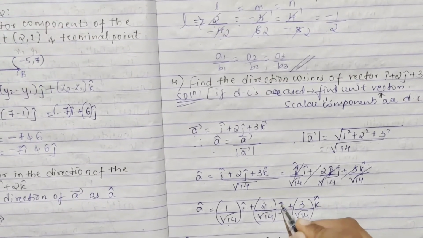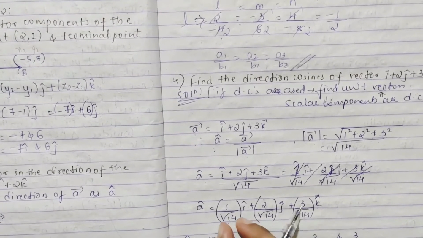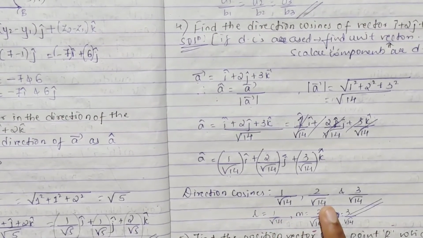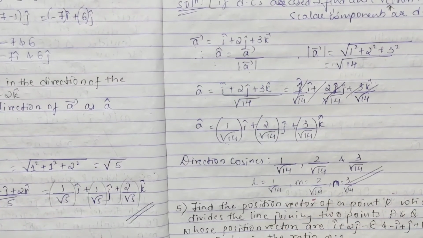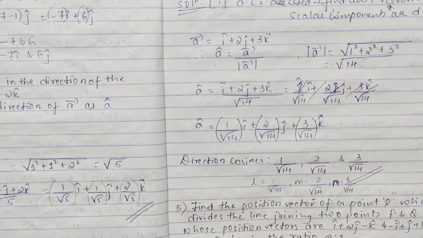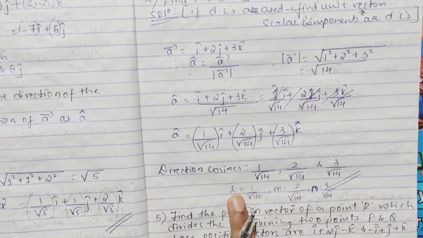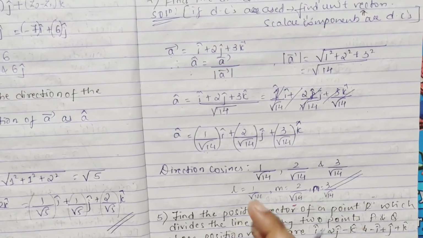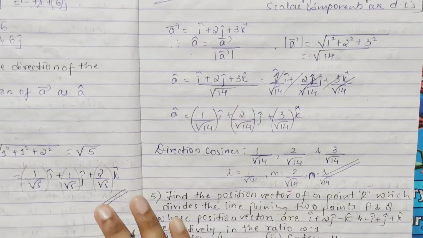Now 1 by root 14, 2 by root 14, 3 by root 14 are scalar components. These only are termed as your direction cosines here. Direction cosines are 1 by root 14, 2 by root 14, 3 by root 14, and this is given as L, M, N only. Even your direction ratios A, B, C I have given. Yes, you can take it as A, B, C. So this is your direction ratios, L, M, N. L means cos alpha, cos beta, cos gamma, where alpha, beta, gamma will be angles. In this one you can do it. L means that only, right? One more you have. Next question.